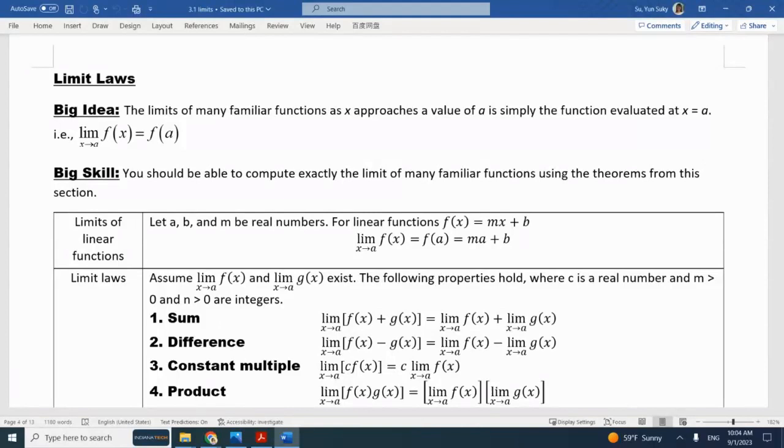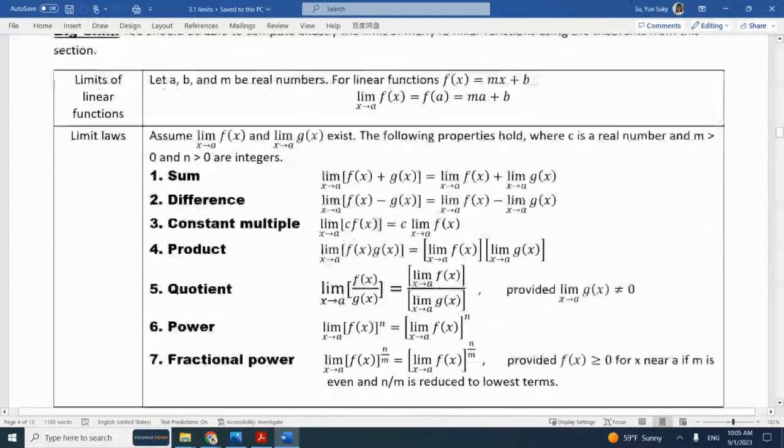So let a and b and m be real numbers. For any linear function, the limit is you plug in the a into the linear function. You get ma plus b. Okay, everybody? So just plug in the number to see what happens. And because it's a linear function, you don't have something weird in the denominator. There's no denominator, so it's okay. You will get a number. So that's the limit.